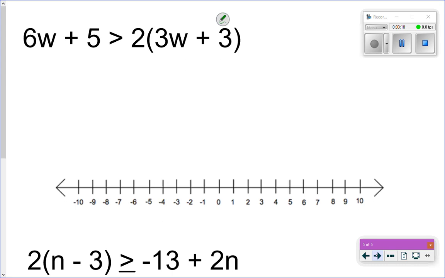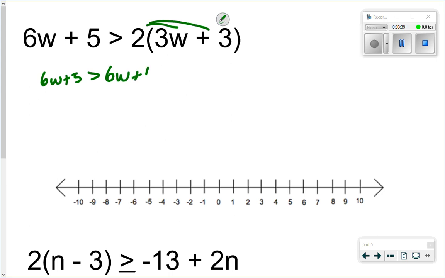Okay, a couple more examples here. I've got 6w plus 5 is greater than 2 times 3w plus 3. So I need to solve this for w, get w by itself. I'm going to start by distributing the 2 on the right-hand side. Just rewrite the left-hand side. 2 times 3w is 6w. 2 times 3 is 6.